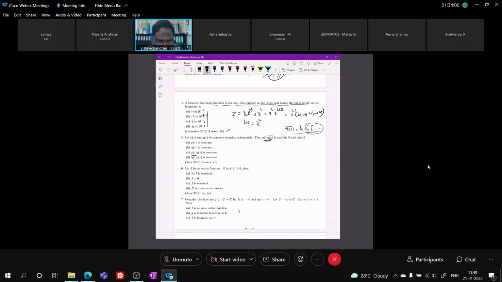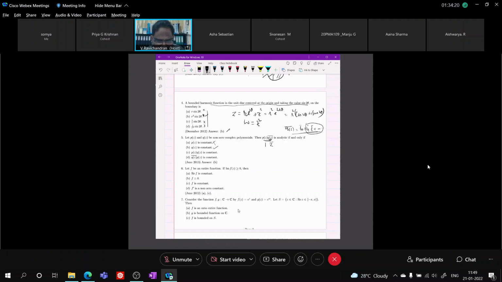So that option is there: Q is constant. And if P is constant, it cannot be analytic then. This cannot be analytic if P is constant. You take P equal to say 1 and Q equal to say z, and then this is not analytic. So this will not work.